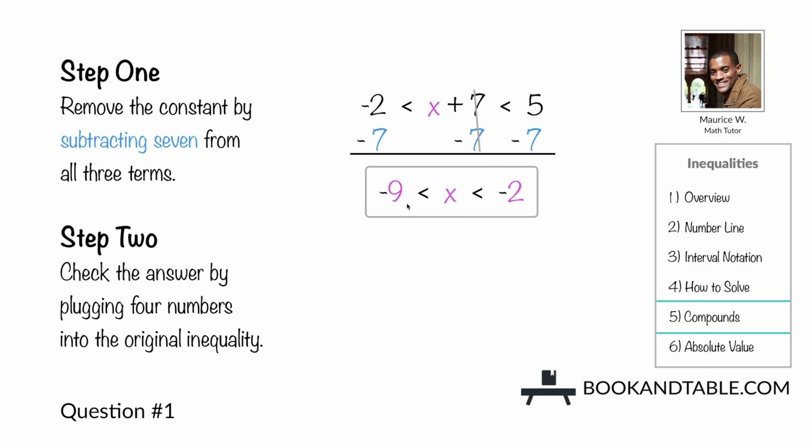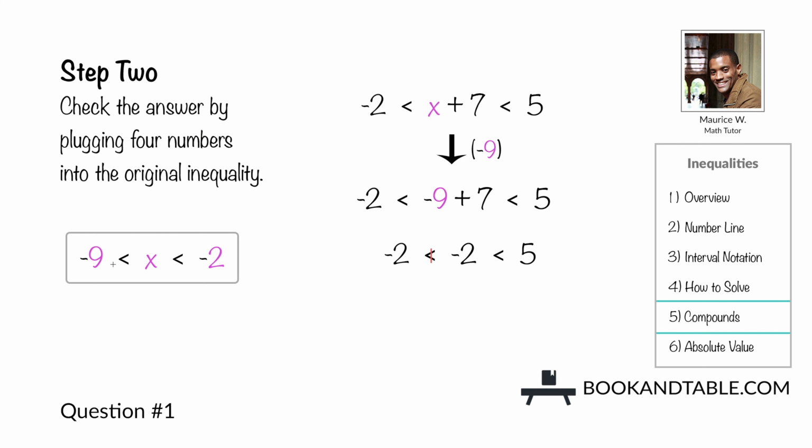Step 2, check the answer by plugging 4 numbers into the original inequality. Negative 9 should not work. Negative 8 should work. When you plug in negative 9 for x, that leaves us with negative 9 plus 7, which is negative 2, leaving us with a false statement. Negative 2 is not less than negative 2. So negative 9 did not work, as we hoped it would not. When we plug in negative 8 plus 7, which is negative 1, that leaves us with a true statement. Negative 2 is less than negative 1. Negative 1 is less than 5. So this end is correct.